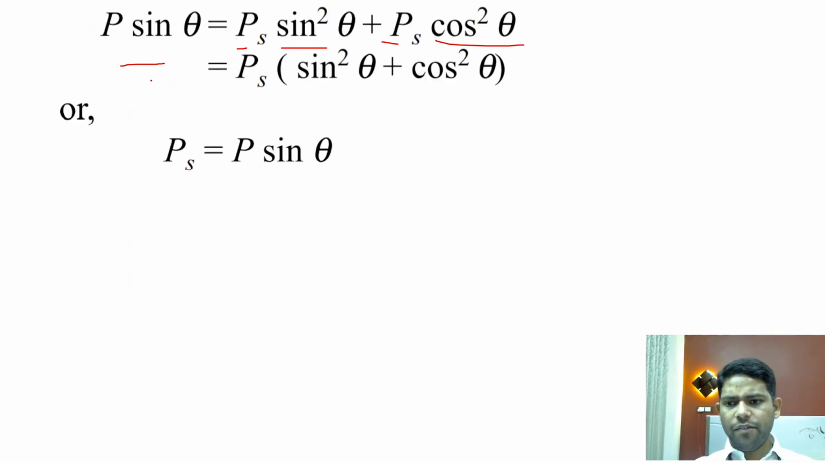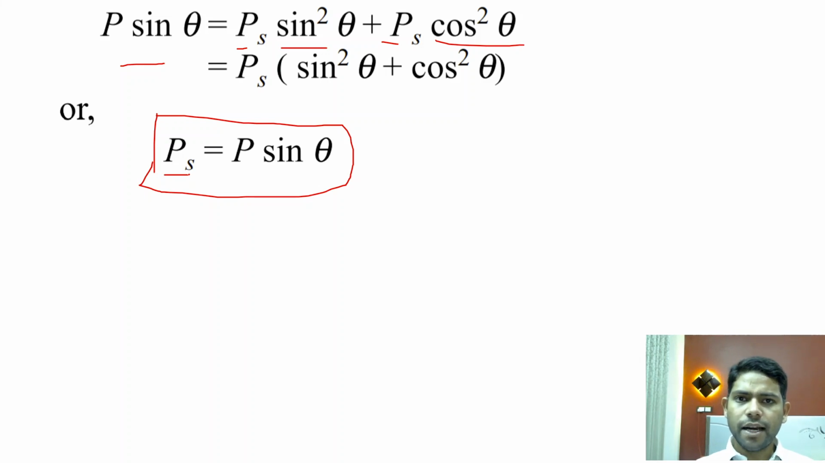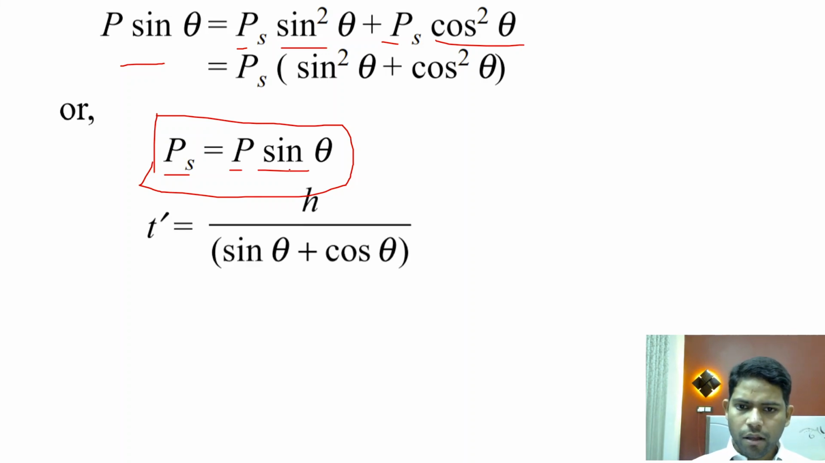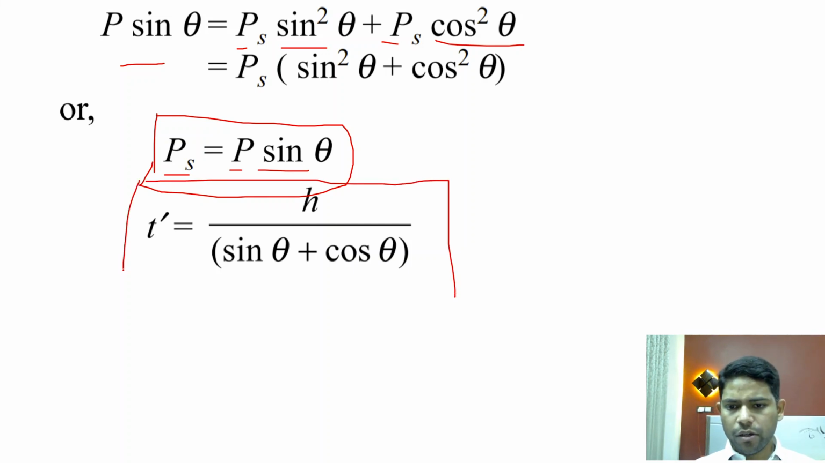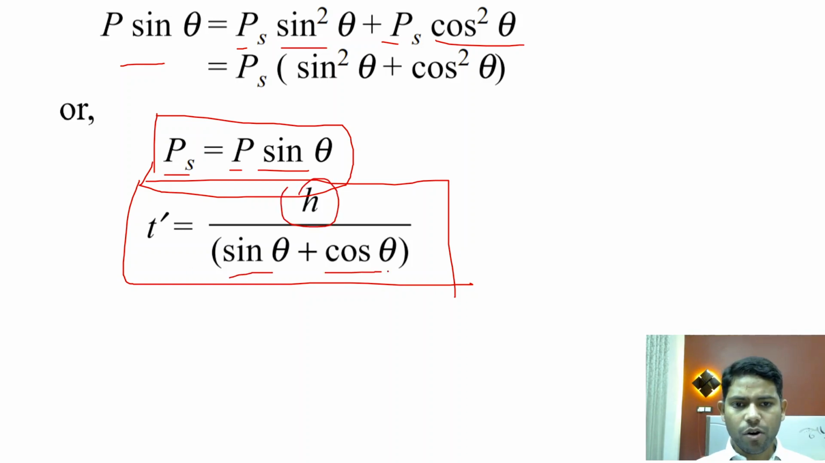So we are left with the value of PS equal to P sine theta. The value of PS, or the shear force acting inside each weld, is equal to P times sine theta. Now from the previous derivation, we can take the value of T dash, which is equal to H, or the leg dimension, divided by sine theta plus cos theta.